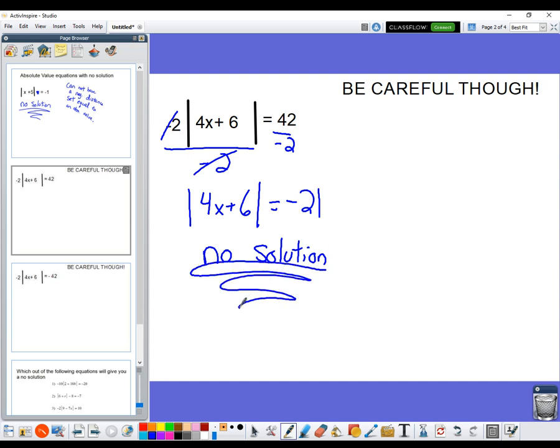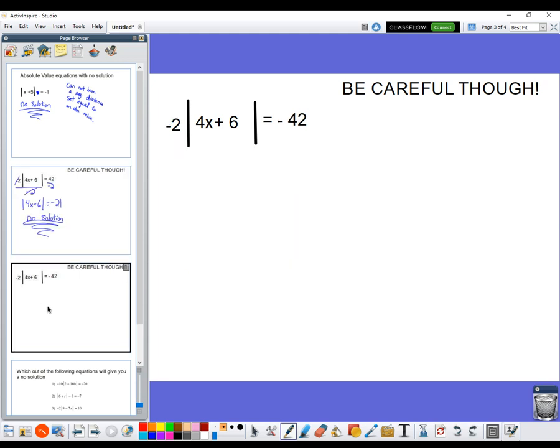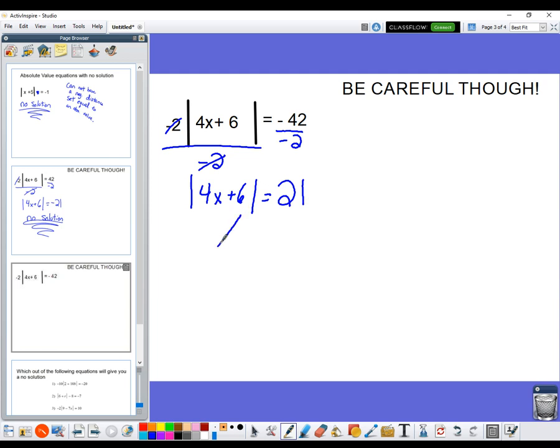Be careful. Make sure you're always isolating first, then seeing if it's a no solution. An example would be this one right here. The only thing that's changed is now this is a -42, but I also have that -2 on the outside, so I need to isolate first. They cross out. I have the absolute value of 4x plus 6 equals a positive 21. Since it's a positive number, I follow through with my steps.